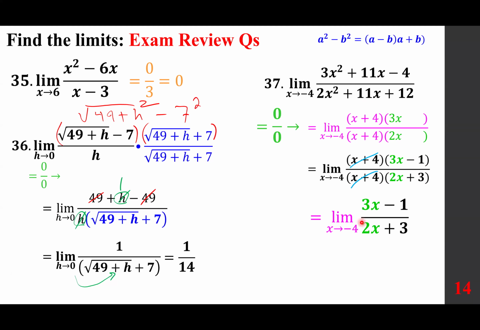Now, if you plug in 3 times negative 4, negative 12, minus 1 is negative 13. 2 times negative 4, negative 8, plus 3 is negative 5. And negative over negative is positive.